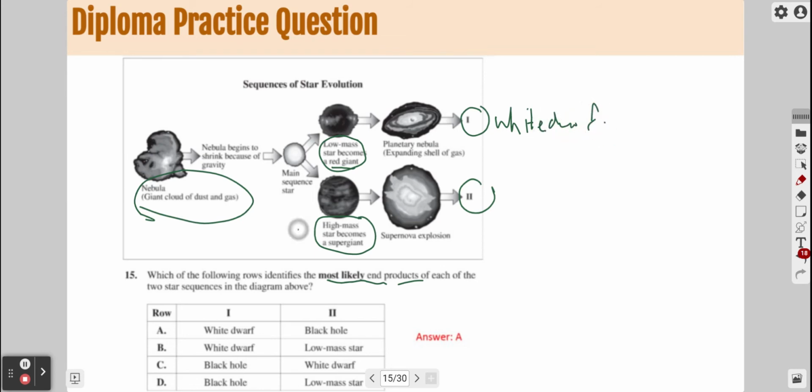And a high mass star, and I hope you remember this one, the high mass star is always what turns into a black hole, because you need lots of mass to form the black hole. So 2 will be a black hole, 1 will be the white dwarf, and that is why your answer is A.